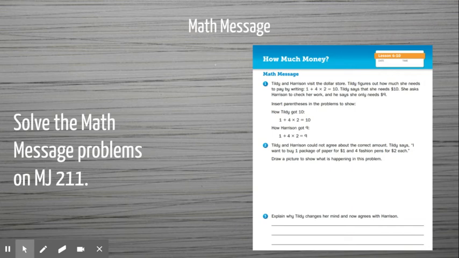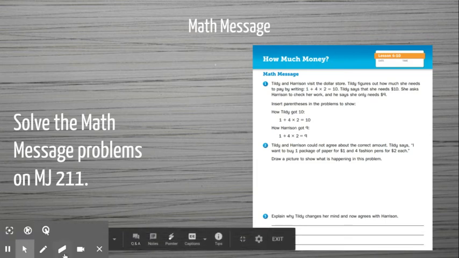Tilde and Harrison visit the dollar store. Tilde figures out how much she needs to pay by writing 1 plus 4 times 2 equals 10. Tilde says she needs $10. She asks Harrison to check her work, and he says she only needs $9. Insert parentheses in the problems to show how Tilde got 10. So I want to figure out what she did to solve this.